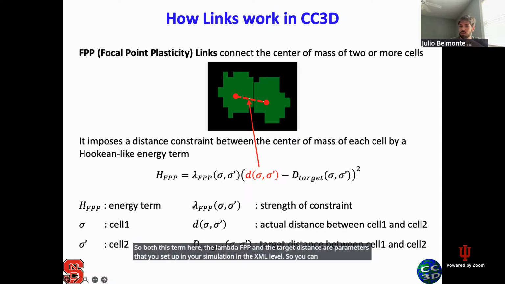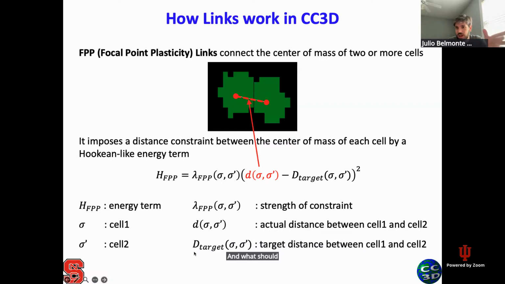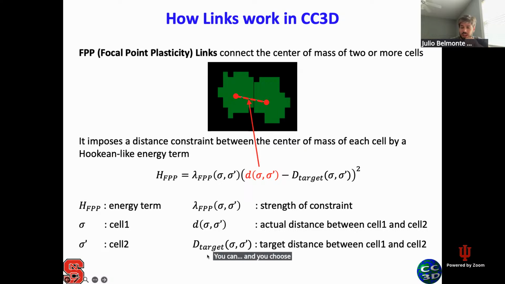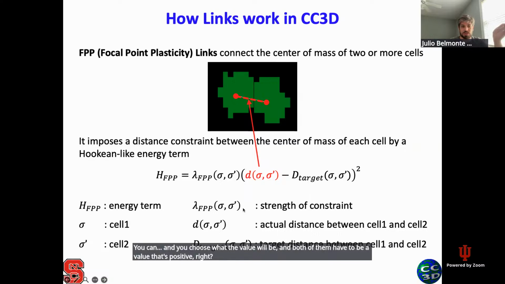So you can set how strong those links will be and what the ideal target distance should be. Both of these terms are under your control, and you choose what the values will be. Both have to be positive values. The strength has to be a positive number, how much force you add to restore. If you make that zero, you're basically turning off that constraint.